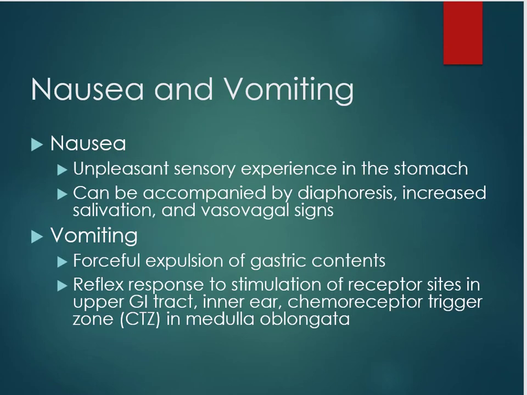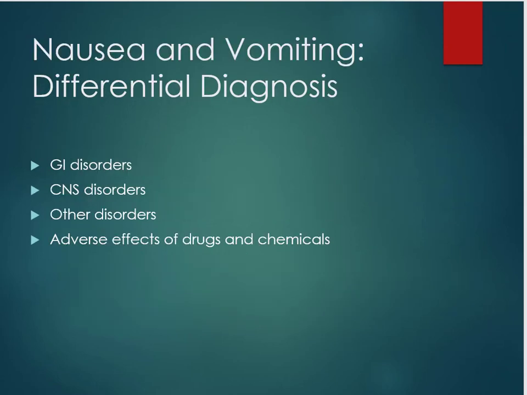Next, let's talk a little bit about nausea and vomiting. We'll go over the definitions first. Nausea is that unpleasant sensory experience in the stomach, and you may associate it with sweating, increased salivation, or a vasovagal response. Vomiting is the forceful expulsion of gastric contents, and it is related to a stimulation of a receptor site in the GI tract, the inner ear, or the chemoreceptor trigger zone in the medulla oblongata.